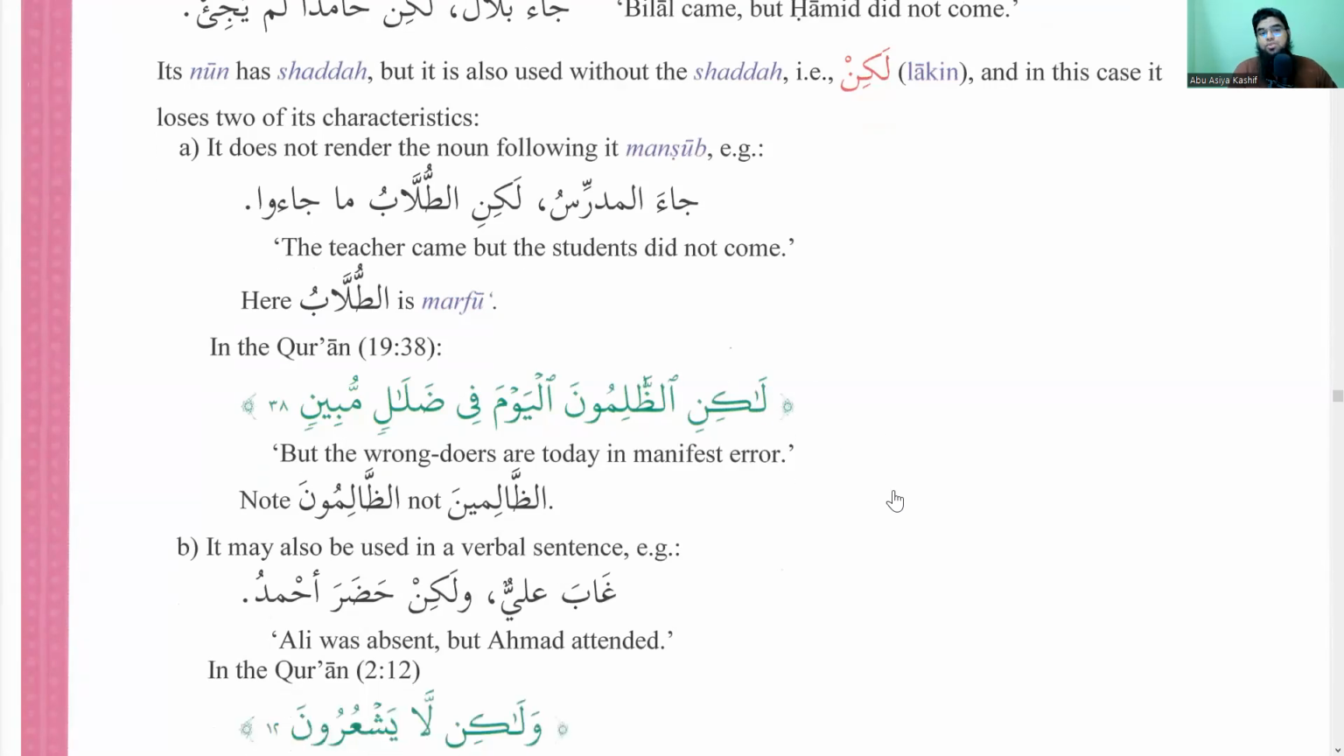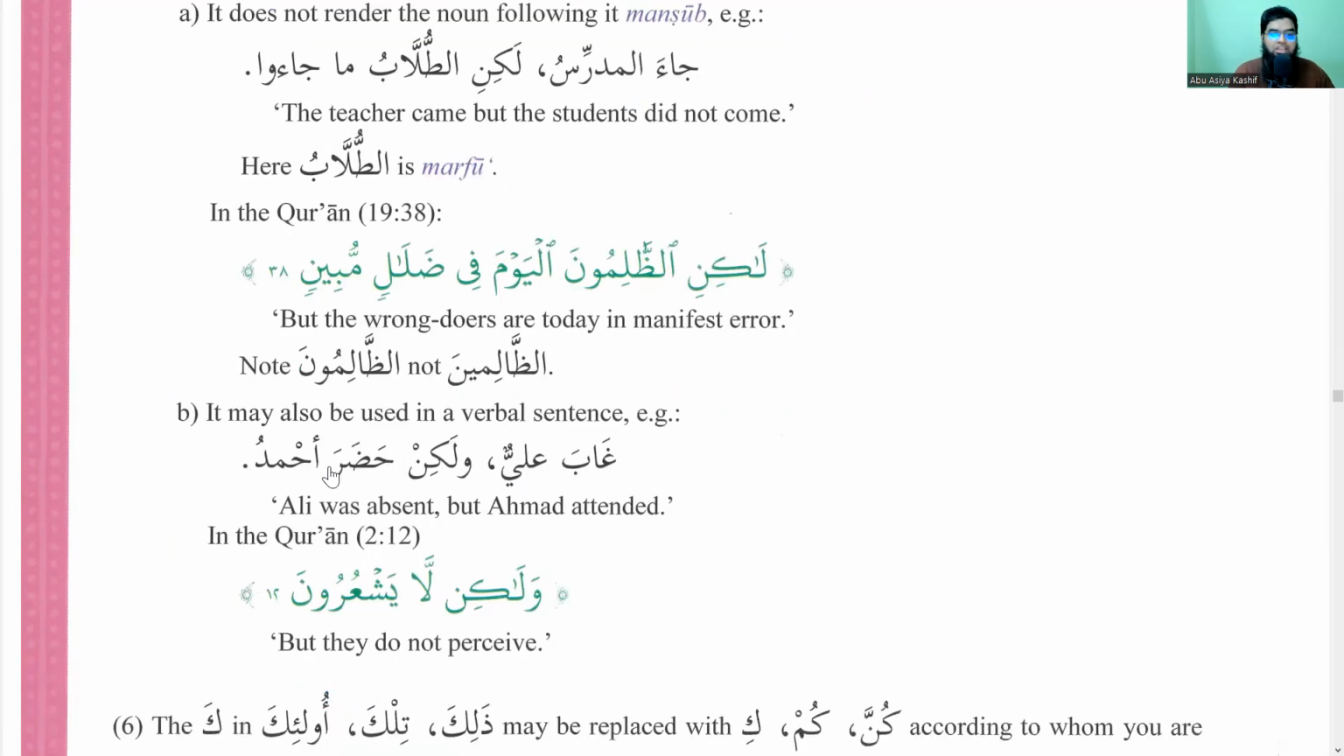And another thing, we can use it with the verb also now. Correct? Because lakinna was used only with a noun. All inna and its sisters, we had to use with nouns. We cannot use them with verbs. But lakin is fine because it does not act now. Right? Ghaba aliyun walakin hadaraha ahmadu. Ali was absent. Ghaba yaghibu, absent, right? Ajwaf, like ba'a yabi'u. And walakin hadara yahduru ahmadu. But Ahmad attended or came. So lakin is used, and it's fine for you to use it with a verb.